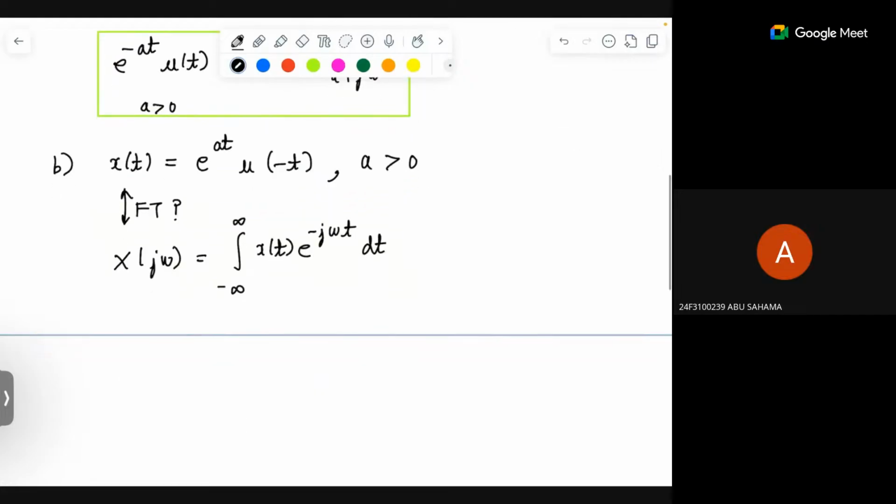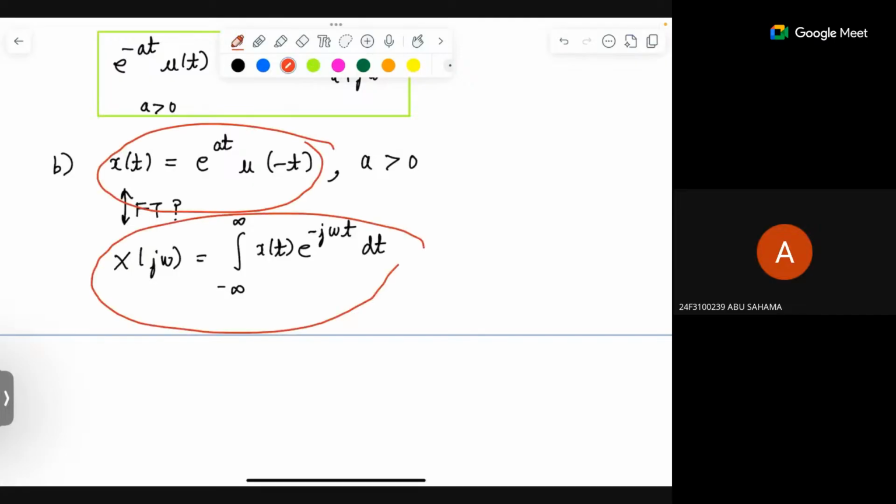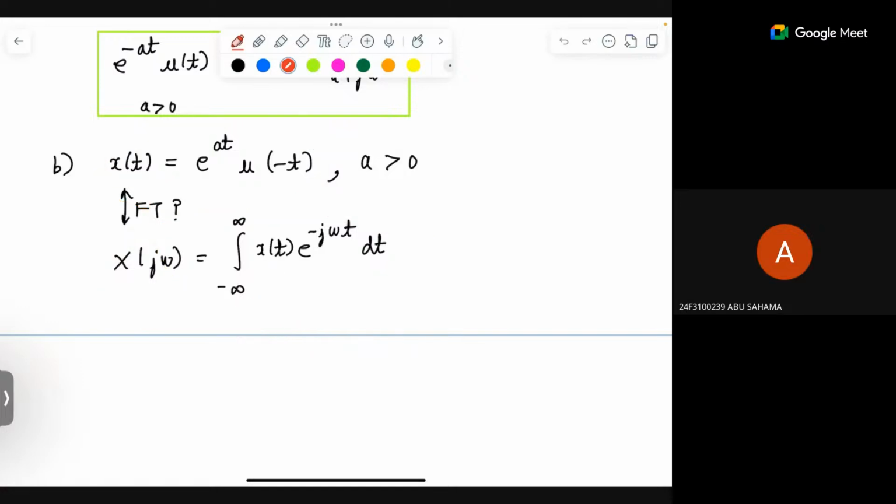So we have this formula. This is the signal given to me, and this is the Fourier transform formula. I just have to plug in this x(t) over here. So let us do it.